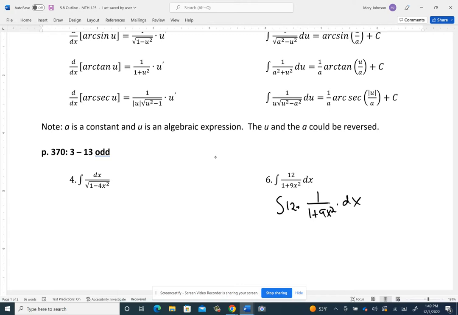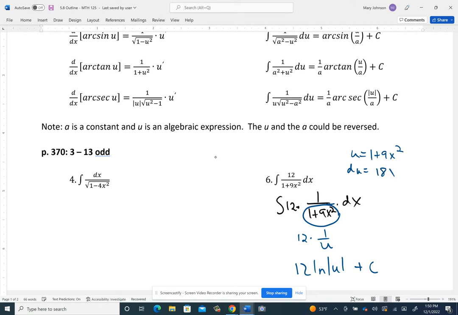And you might be thinking, I don't see why I have to learn something new, because couldn't I just take that 1 plus 9x squared and treat it like a u? Then basically what I have is 12 times 1 over u. And then I should be able to just integrate that and come up with the natural log of u plus c, and I'm done.